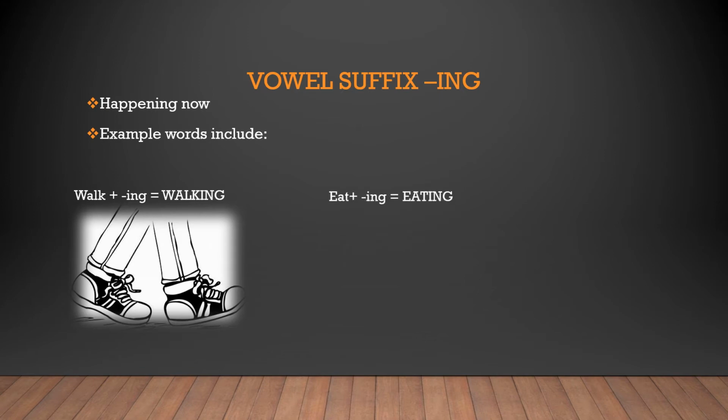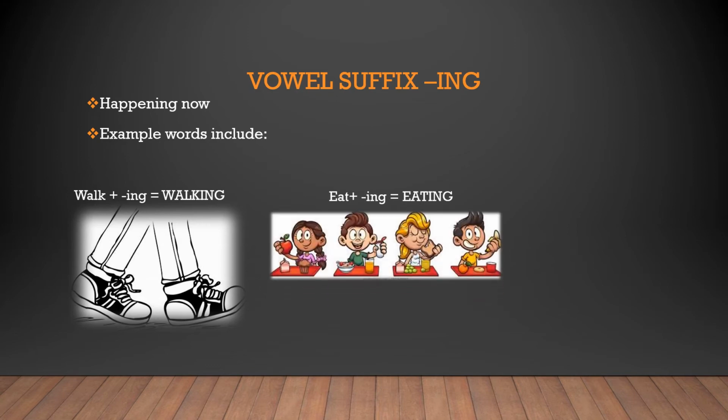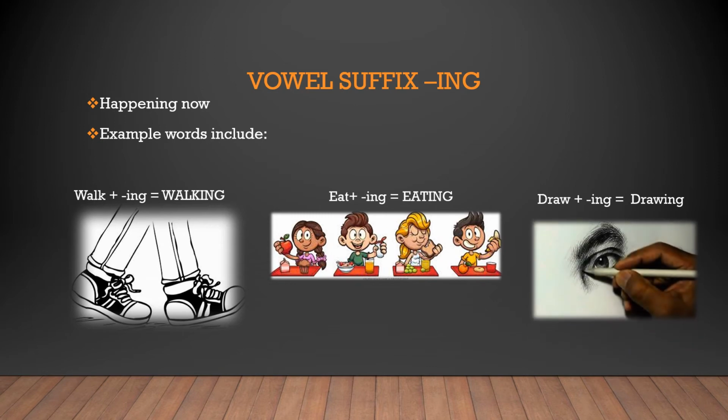Our next example is the base word eat. Plus vowel suffix ing, we have the word or derivative eating, like you might be doing currently as you're watching this video, and that's okay. Just don't get anything on your laptop. Our next example base word is draw. Draw plus vowel suffix ing equals the derivative drawing. Like you see what's happening now in this picture. The man is drawing a really nice eye.